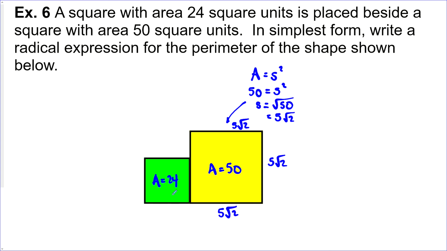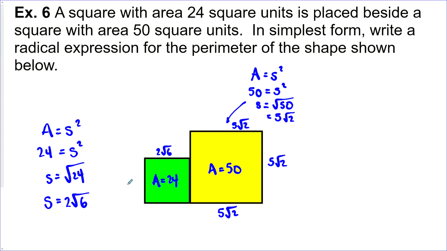We'll do the same thing for this side. So we have the area equals the side squared. Area is 24. Side squared, that means the side is the square root of 24. We can do better than that. Side is equal to, there's a perfect square in here, 4. So the square root of 4 is 2, and a 6 still inside. So that means this side is 2 root 6, this side is 2 root 6, this side is 2 root 6.